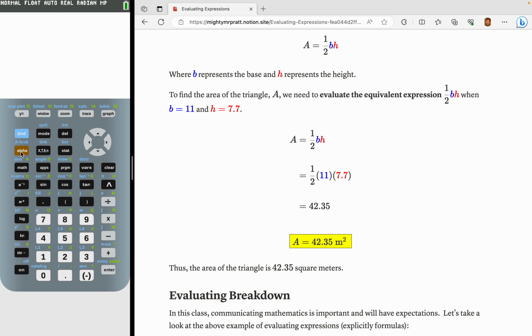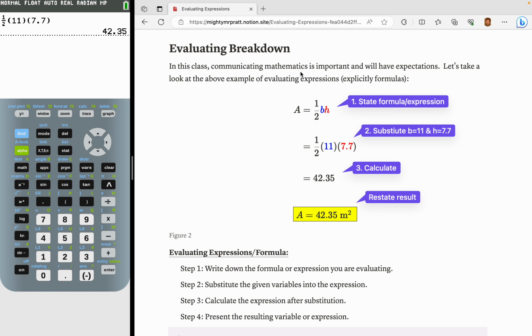Let's break down what we did with evaluating. So we really did it in a few steps. In this class, communicating mathematics is very important and will be expected. So let's talk about the example above and describe what we did so you understand what I'm looking for when you're evaluating expressions.